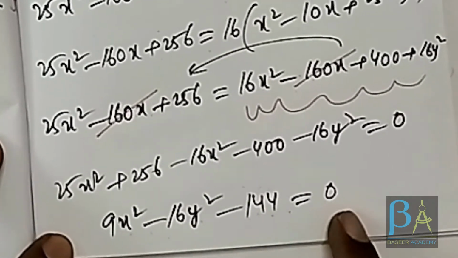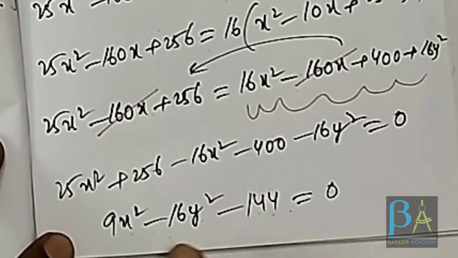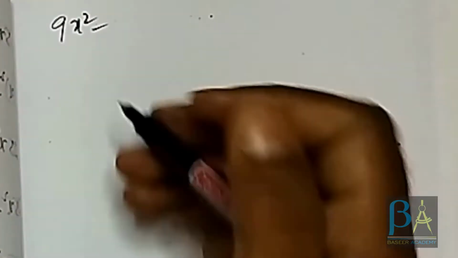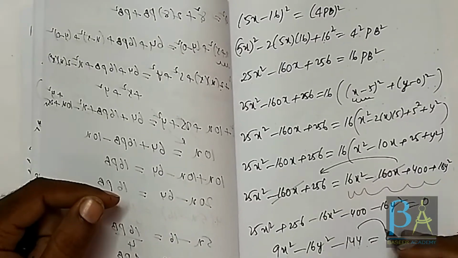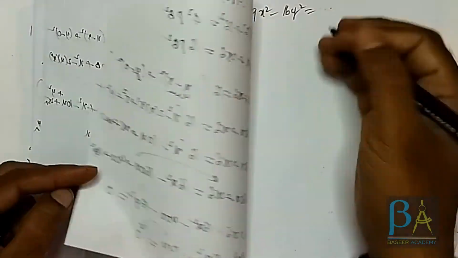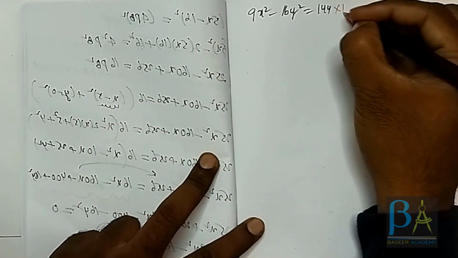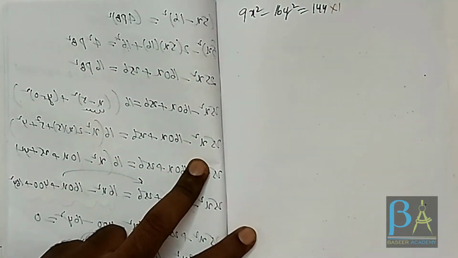So this is the locus that we got. You can keep it this way, or you can do a little change here. This 9x square minus 16y square is equal to minus 144. If you transpose it to the right hand side, it becomes plus 144, and then obviously you can write into 1 here, because 144 into 1 is nothing but 144 itself.